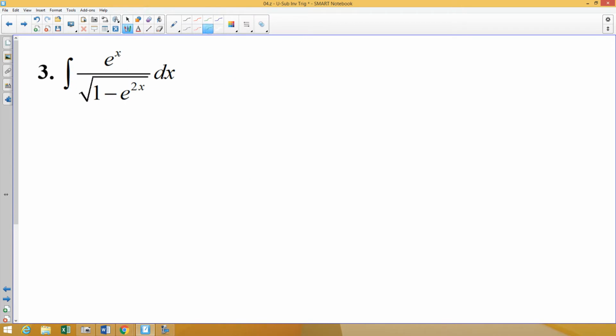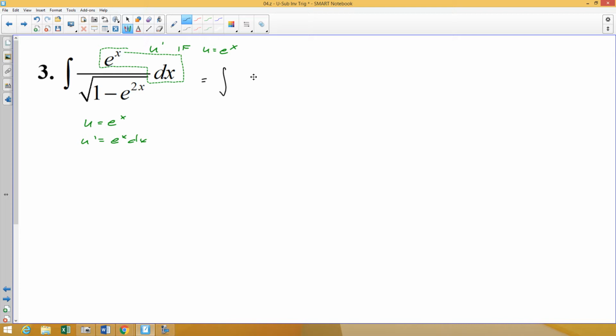In this case, I notice my numerator is e to the x dx, and I really want my numerator to be my u prime. I think e to the x is a good u prime if I let u be e to the x, because e to the x is the derivative of e to the x. So let's attempt that. U is e to the x, u prime is e to the x dx. And again, kind of like the last problem, we can make this work. It might help to rewrite it.